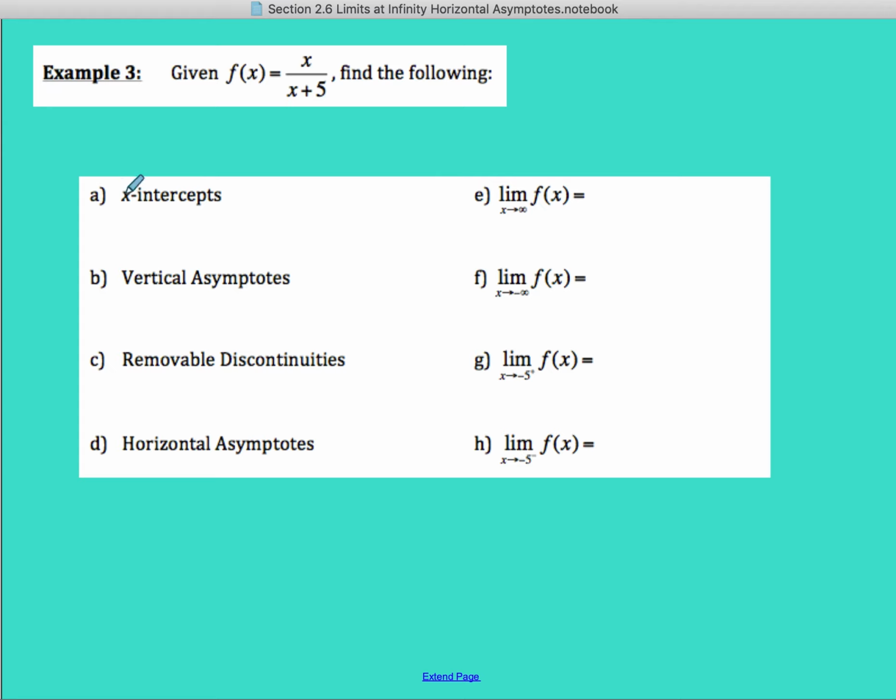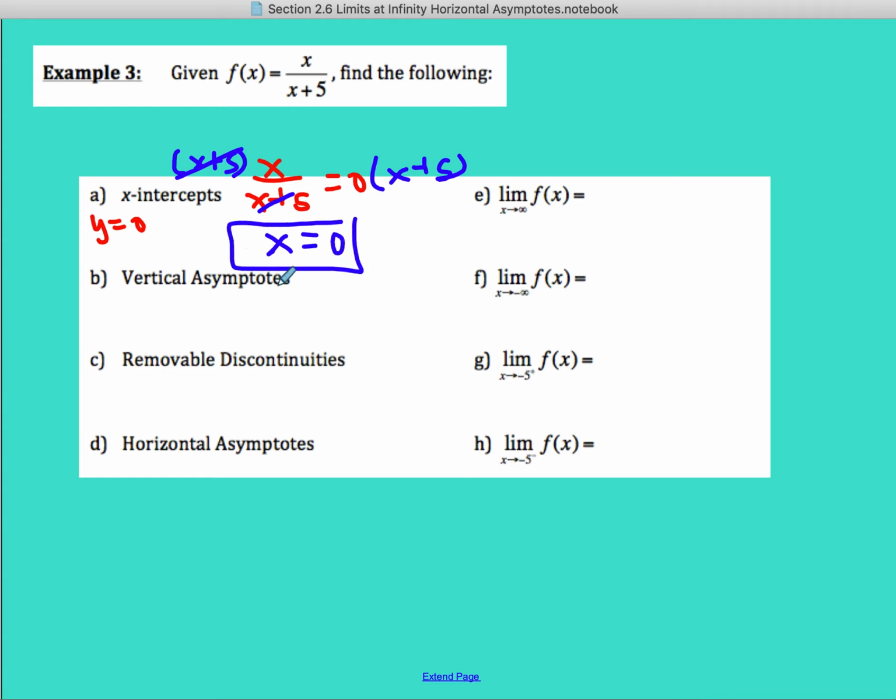The reason this is to find x-intercepts, it's always when your y is equal to 0. So you would take it and set it equal to 0. And when you multiply, you'd multiply both sides by the denominator. Those would cancel. And every time you'd be left with the numerator equal to 0. Okay, so in this case, it's x equals 0.